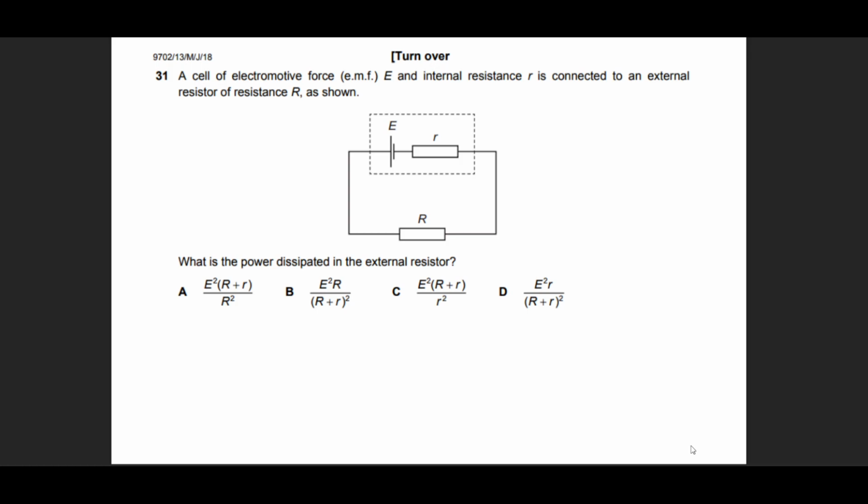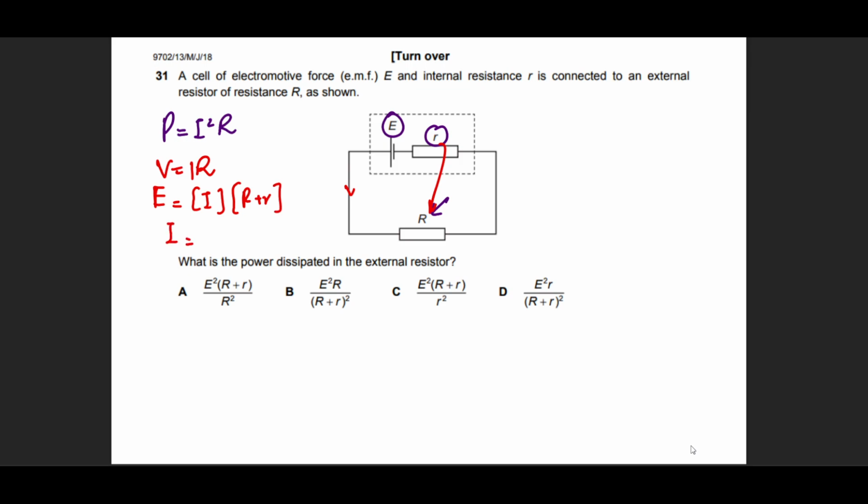So we have E as our EMF, r as our internal resistance, and capital R as the external resistance. So the formula for power I'm using is I squared R, because I'm doing this with the current method, okay? And then if I want to find out the current through the circuit, I can simply see V equals IR. The voltage provided by the battery is E. I'm letting the current be I. And the total resistance, because they're both connected in series, is going to be R plus small r, right? And I is equal to E divided by R plus r.